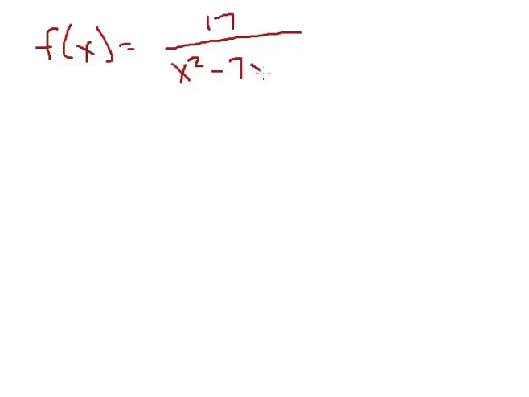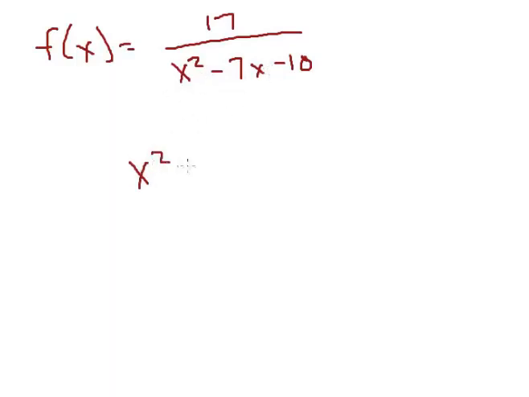So let's say you have f of x is equal to 17 divided by x squared minus 7x minus 10, something like that. So they ask you, what is the domain for this? So we have to find out what x cannot be. x can't be anything that'll give us a 0. How do you define give us a 0? Well, let's set the bottom equal to 0.